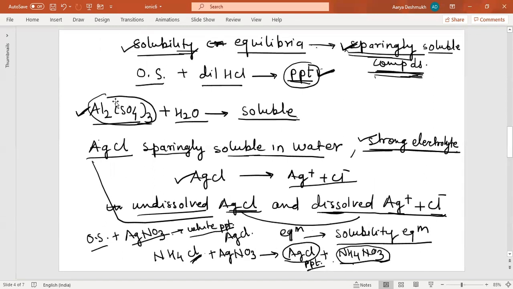some additional information I can give you. That is the OS plus dilute HCl. This is the test for the first group. Precipitation is there.